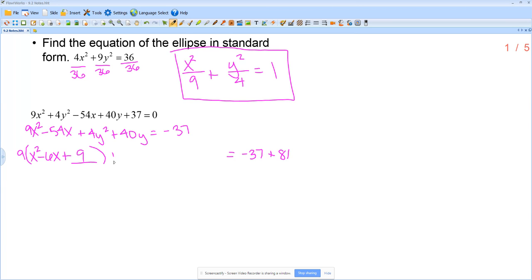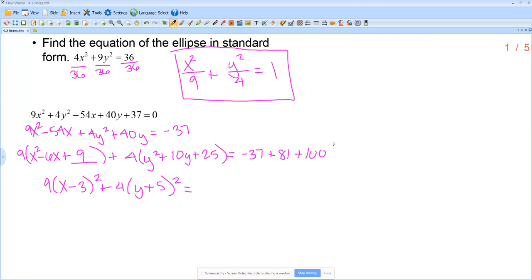Next, looking at my y squareds, I can factor a 4 out, and I'm left with y squared plus 10y plus half of 10 is 5, squared is 25. And again, here I didn't just throw in a 25. I threw in a 100 because it's a 4 times 25. So I have to balance that by adding in that 100. So here I'll have 9 times x minus 3 squared plus 4 times y plus 5 squared is equal to 181 minus 37, which gives me 144.